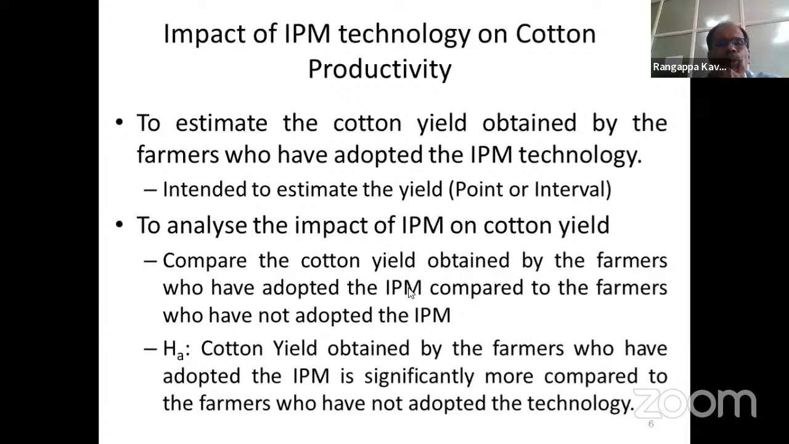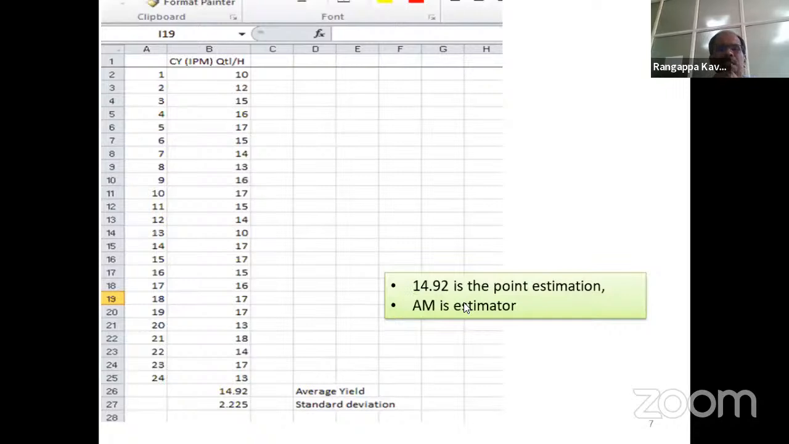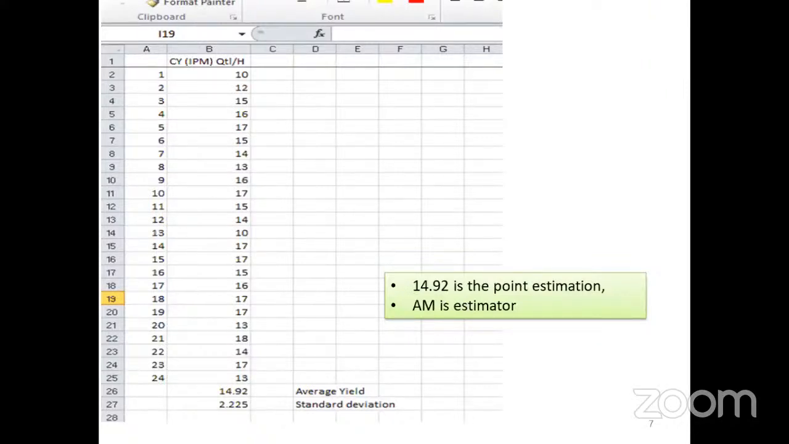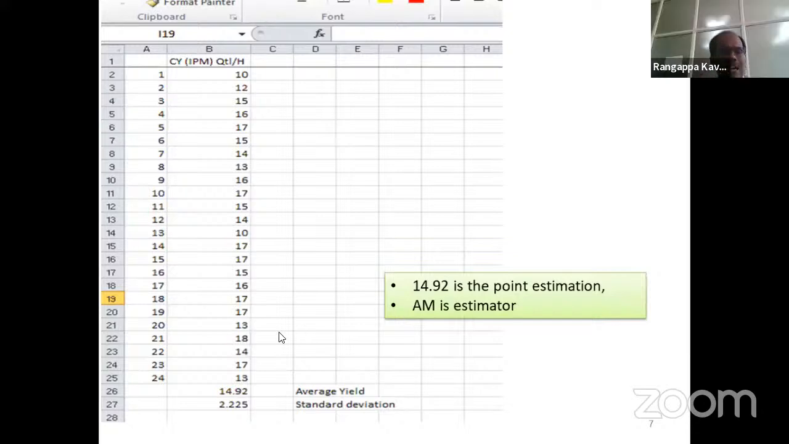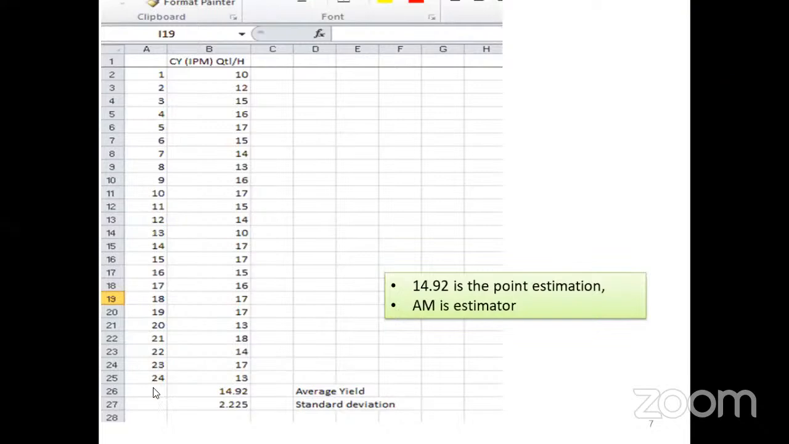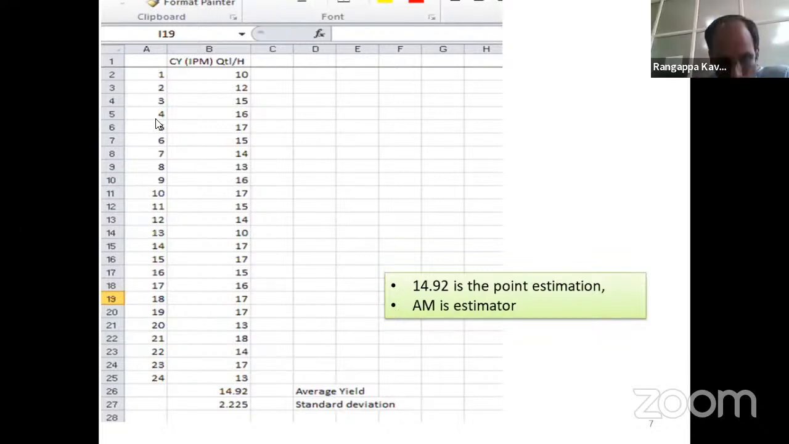With this, let me go to the next slide. I hope this Excel slide is visible here, Chetan? Yes, sir, it is visible, sir. Yeah. See, you could observe here. I've taken the data of 24 farmers. Farmers 1, 2, 3, and so on up to 24 farmers.